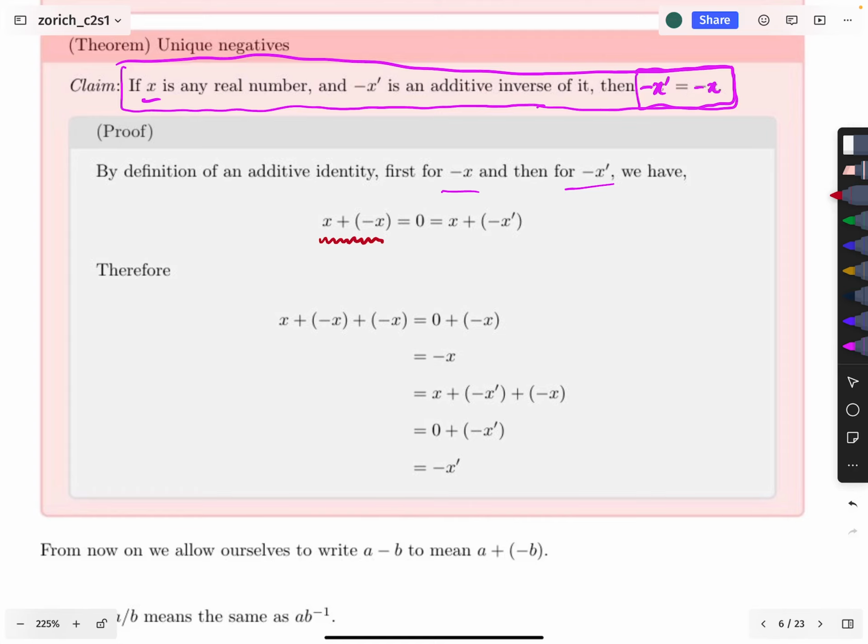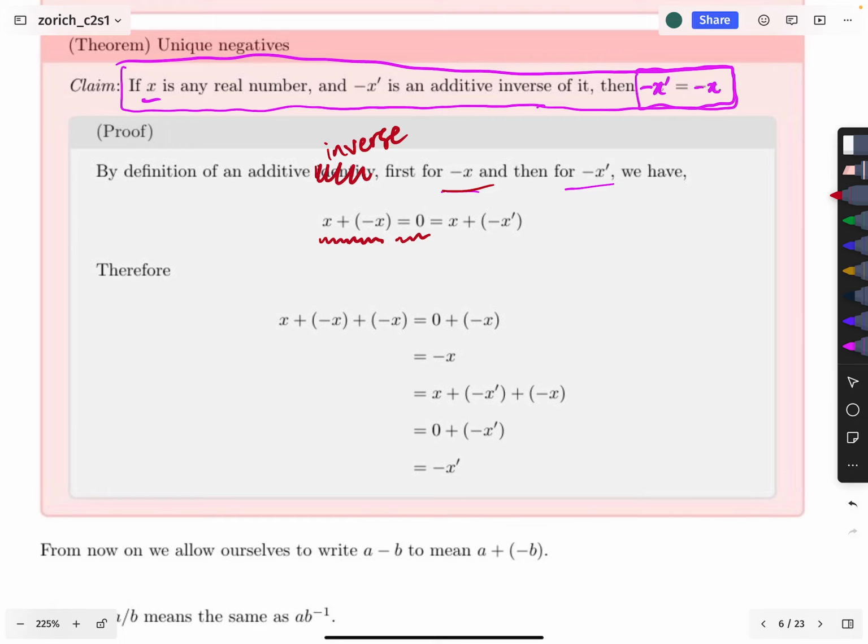Oh, and this should not be identity, this should be inverse. Oops. Anyway, what we know about an additive inverse, like negative x, is that if you add it to x, you get 0. So I'm just going to write it down, right? This is often a proof strategy: when you don't know what to do, just write some stuff down, right? And so I know I can write that down.